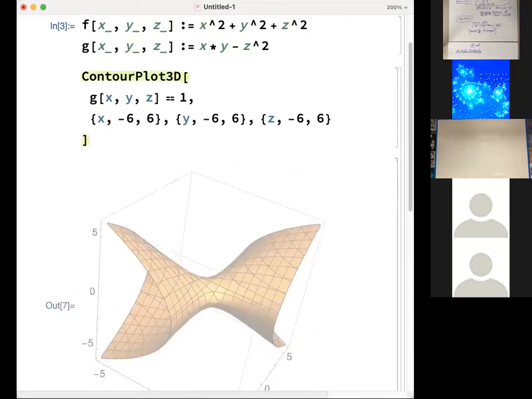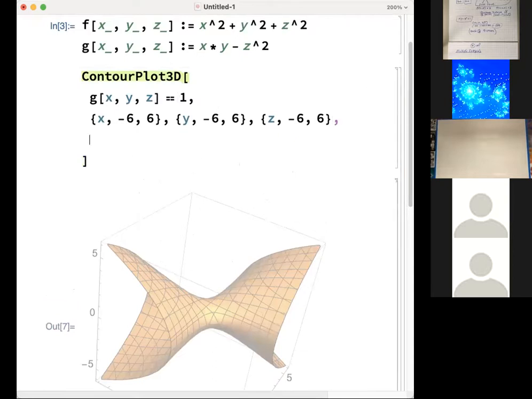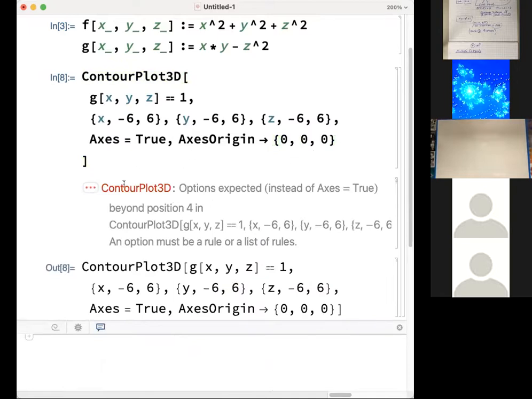And let's start to decorate this a bit. Let's say Axes equals True. Let's say AxesOrigin is 0, 0, 0, that's setting the place where I want to put my number lines. And what do we got? ContourPlot3D: options other than an option must be a rule or set of rules. So why is it upset about Axes and AxesOrigin? Well, we're going to have to reserve that. So I'll wait on that. But I'm going to copy this because I think I'm going to paste it later.